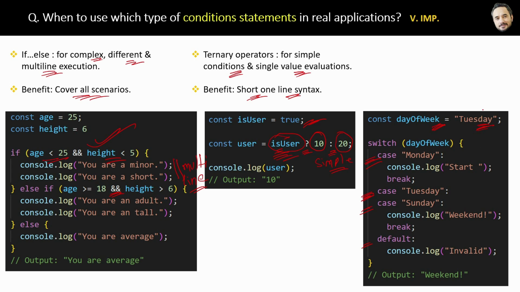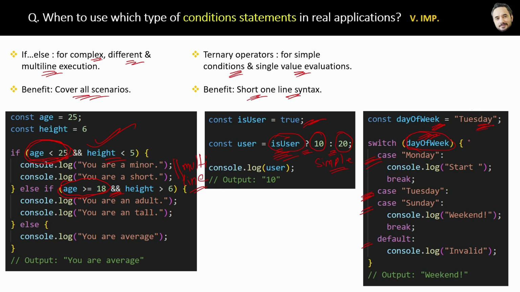So this day of week is the left side value, and that should be a single fixed expression, not like the if condition, where in the if condition the left side is something, then in the else if condition the left side is something else. It keeps on changing. But in switch cases, the left side should be consistent.